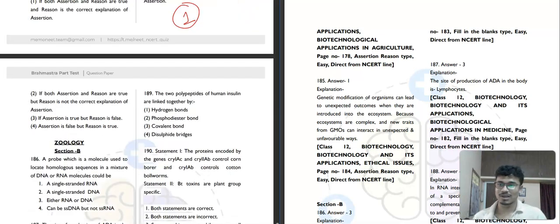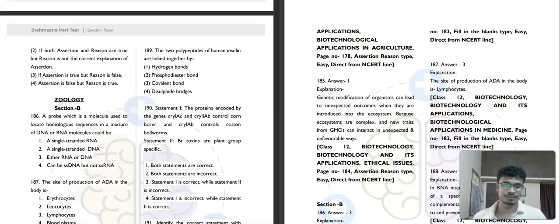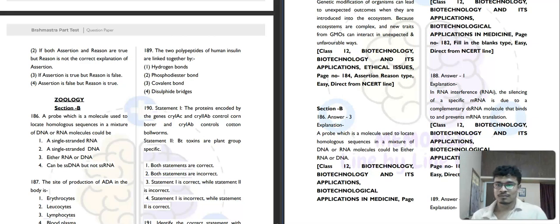Then question number 186. A probe, which is a molecule used to locate homologous sequences in a mixture of DNA or RNA molecules, could be a single-stranded RNA, a single-stranded DNA, either DNA or RNA. It can be single-stranded DNA, but not only single-stranded RNA. So this is either DNA or RNA. Third option is our correct answer.